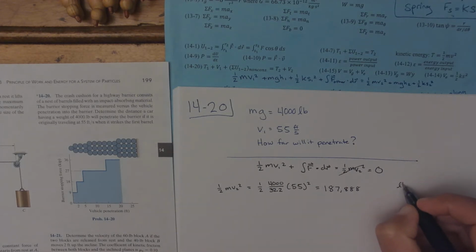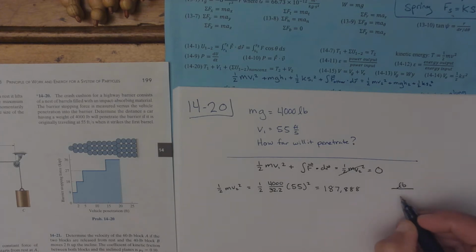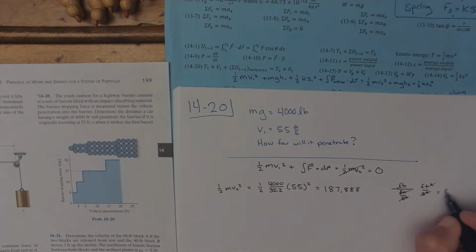And let's take a look at the units. We had pounds divided by feet per second squared times the speed squared, so that would be feet squared per second squared. So that and that cancel out. This cancels with one of those, and that leaves us with foot-pounds. Okay, so those are the units that we have for energy here.